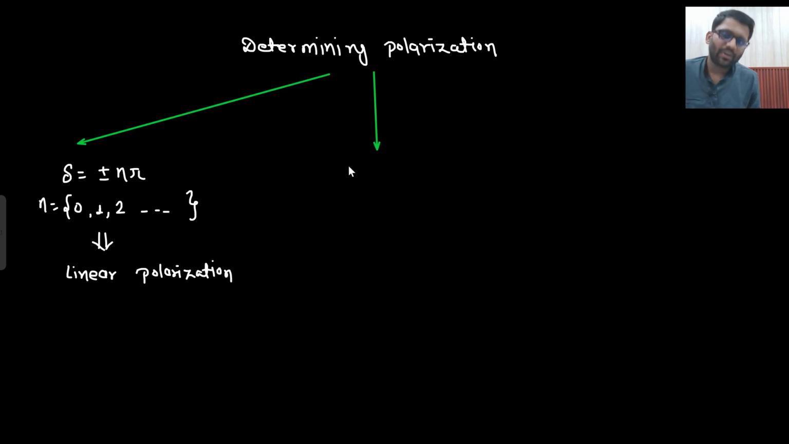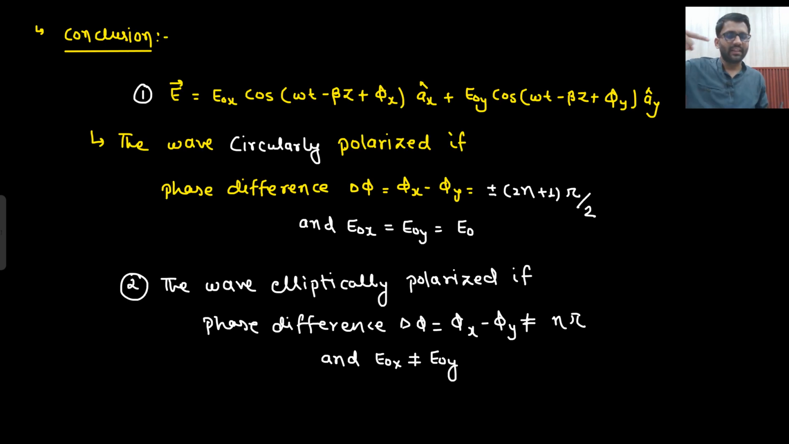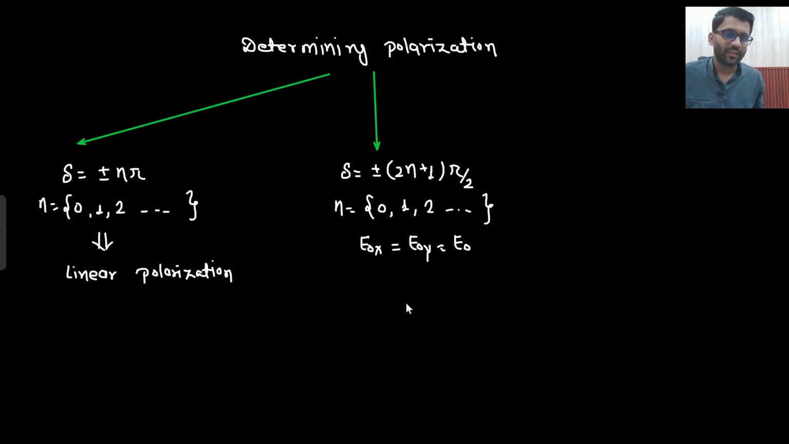But if the phase shift is plus minus (2n plus 1) pi by 2, starting from n equals 0, 1, 2 and so on, basically phase shift is pi by 2, 3 pi by 2, 5 pi by 2, then along with that we need to check one more thing: that E naught x equals E naught y equals E naught. Basically, the wave will be dancing in the x direction and in the y direction, so both amplitudes should be the same. If that is the condition, then it is circular polarization.